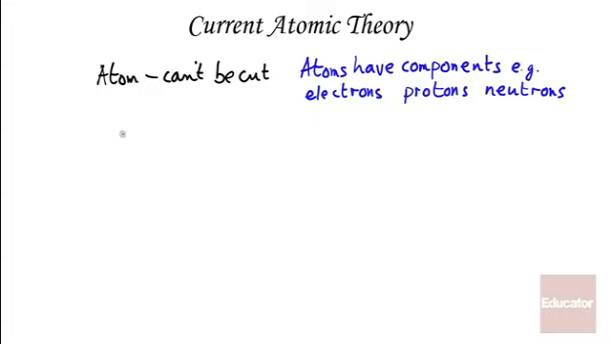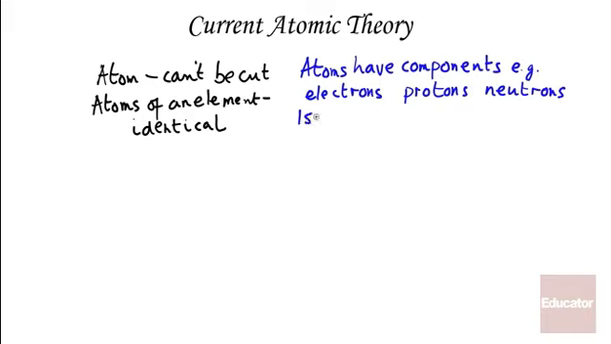Secondly, all atoms of a single element are identical. Here again, we have to differ from Dalton. We now know that there can be isotopes. Again, a word you're probably familiar with. These are atoms of the same element that have different masses.